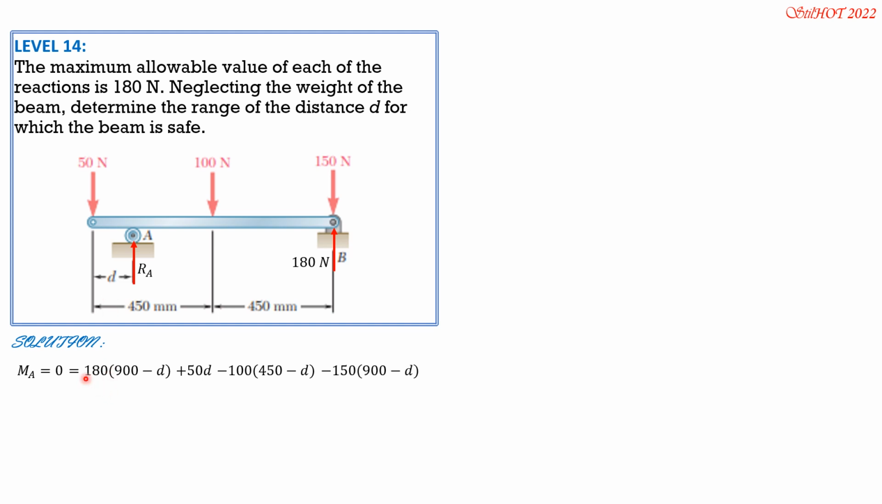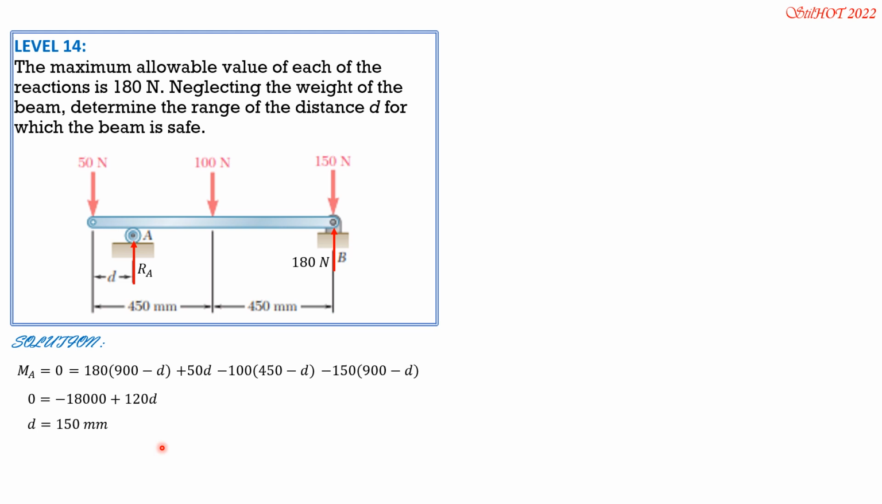So computing the constant, 0 equals 180 times 900 minus 100 times 450 minus 150 times 900. That would be negative 18,000. Then negative 180D plus 50D, negative 130D. Plus 100D, negative 30D, plus 150D, so 120D. So we can solve for minimum D.